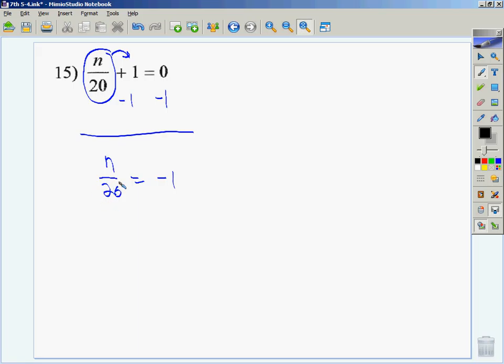To get rid of this division now, I use multiplication, and I multiply both sides by 20. I end up with n equals negative 20.